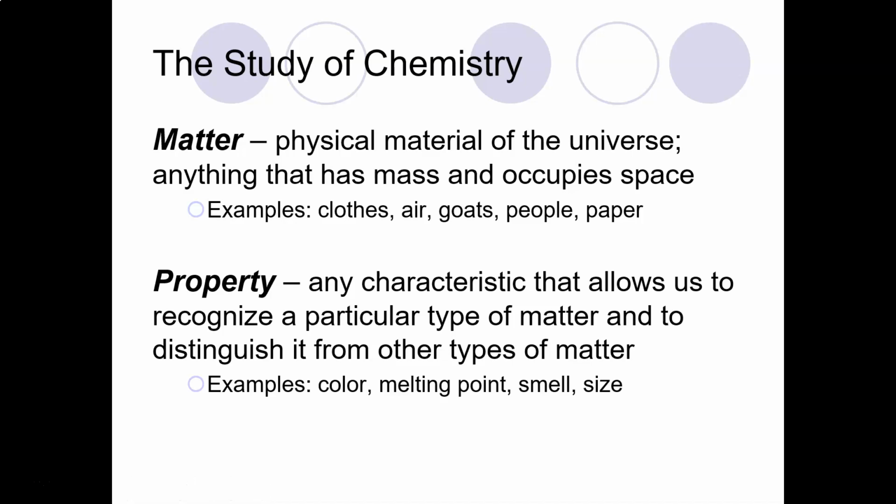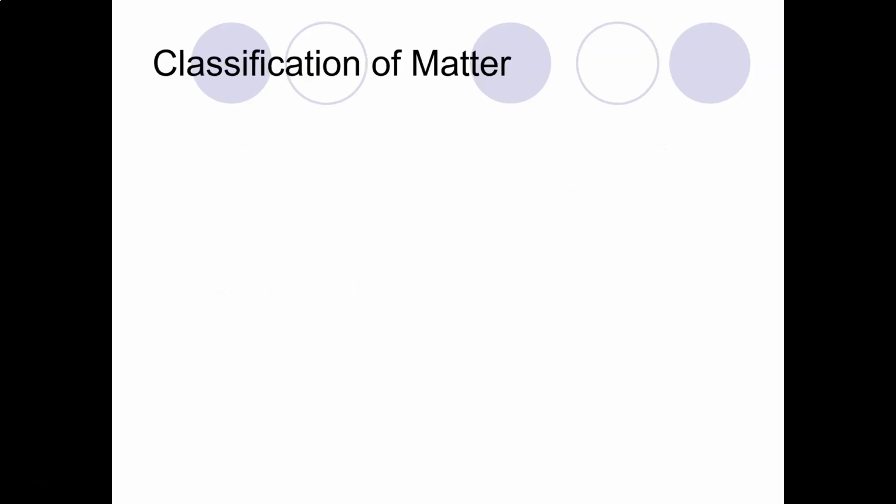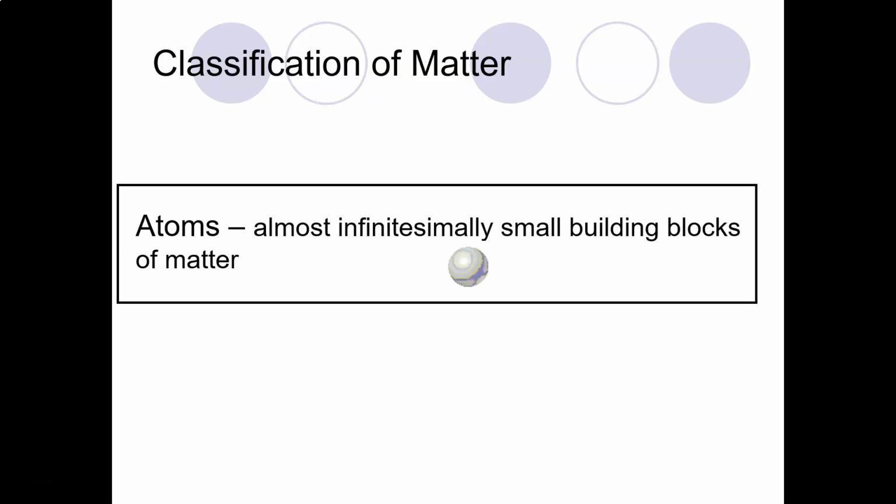So color was the example of a property that I've already used. Melting point, what temperature it needs to get to before it can go between solid and liquid, what it smells like, how large it is, how much it weighs. These are all properties. Lots and lots of different properties. So we're going to classify matter. We're going to break matter down into smaller groups, and there are two different ways we can classify matter. I'm getting ahead of myself.